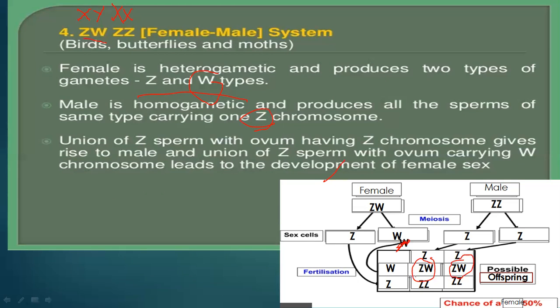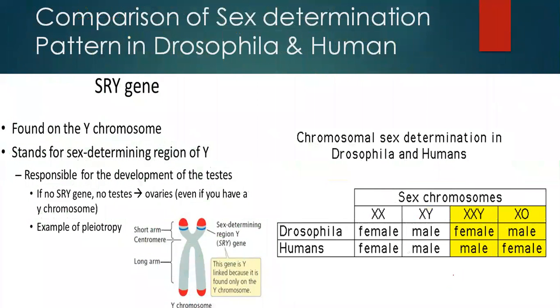So they are female, and this one double Z, and here is double Z. It means they are male, which are homogametic. So half of the offspring will be female and half of the offspring will be male.